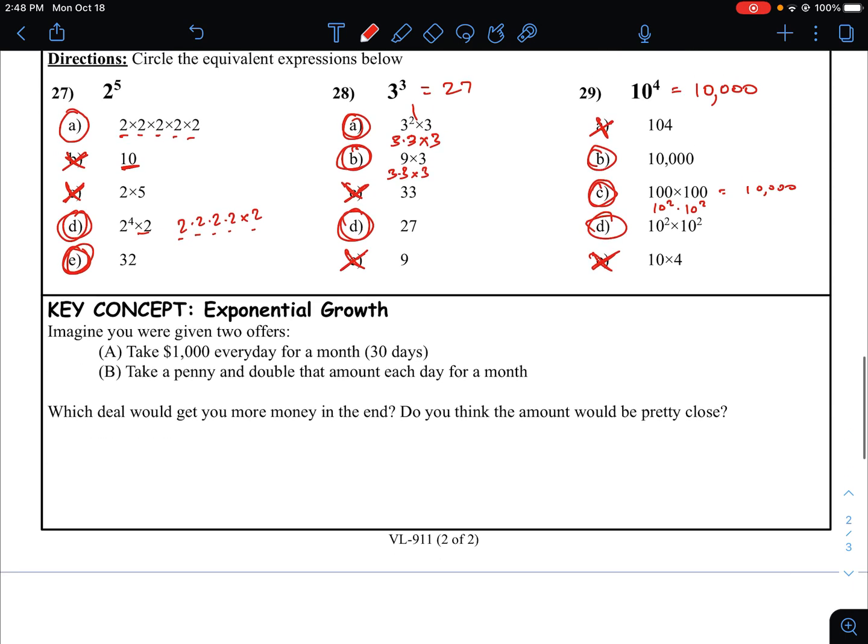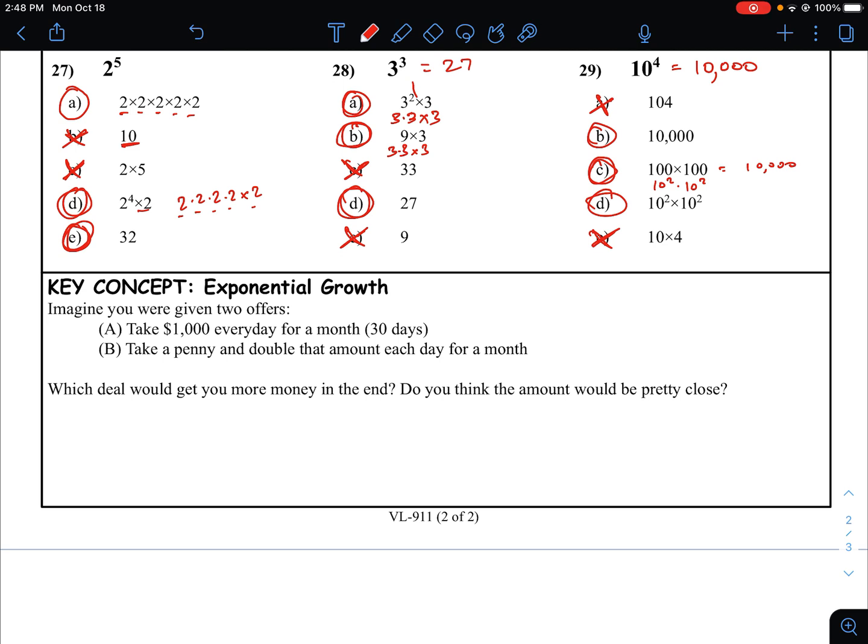And the idea of exponent. So this is just kind of an idea, exponential growth. Imagine you were given 2 offers. Take $1,000 every day for a month, which is 30 days, or take a penny and double that amount each day for a month. Which deal would get you more money in the end?